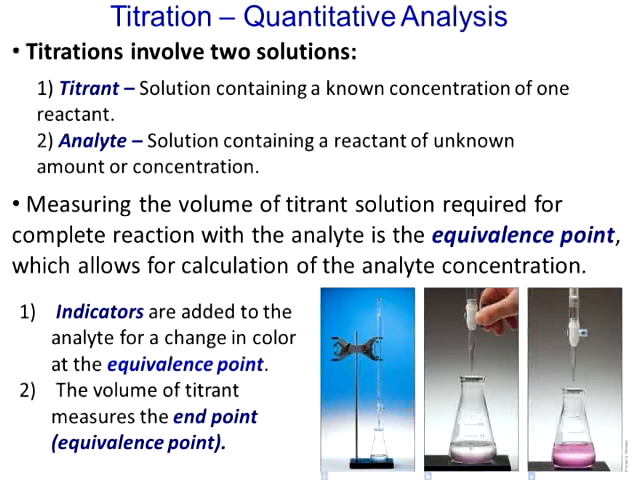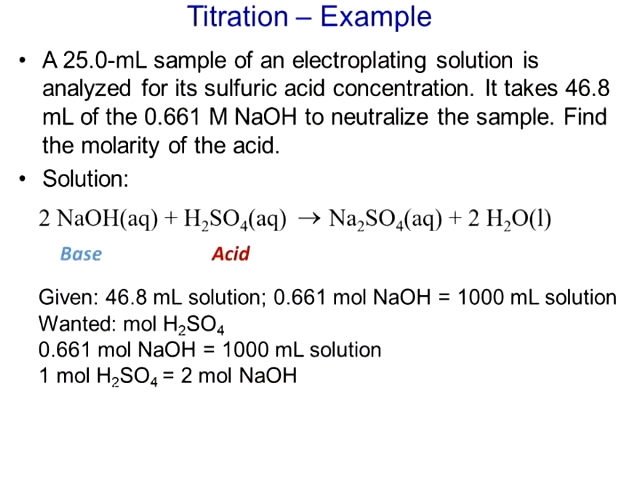And that titrant is added to the flask until there's a change in the color of the analyte in the flask. That color change occurs because there is an indicator to tell when there's a change from acid to base. So, indicators are added to the analyte for a change in color at the equivalent point. The volume of the titrant measures that endpoint, which is for all practical purposes in general chemistry, the equivalent point. So, for all practical purposes in Gen Chem, we consider the endpoint to be the same as the equivalent point. And we base that upon the volume that has been added to the flask when the color changes.